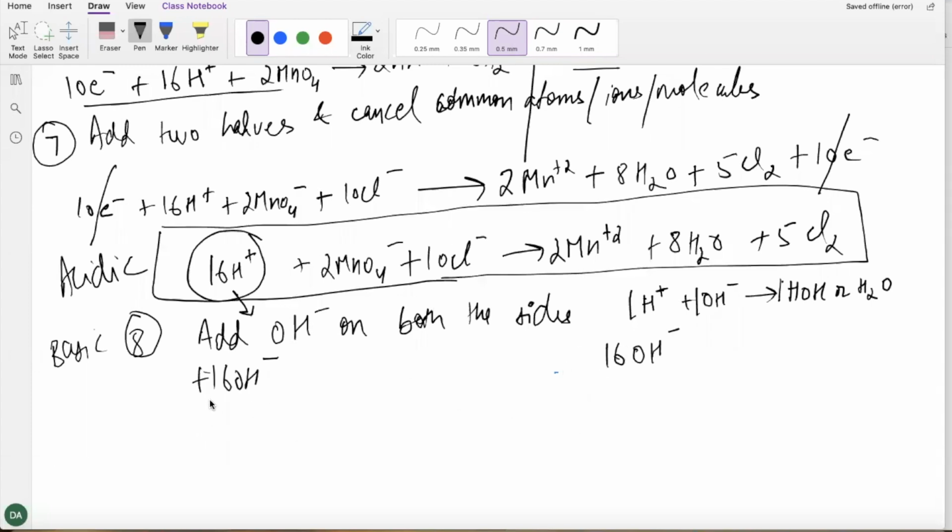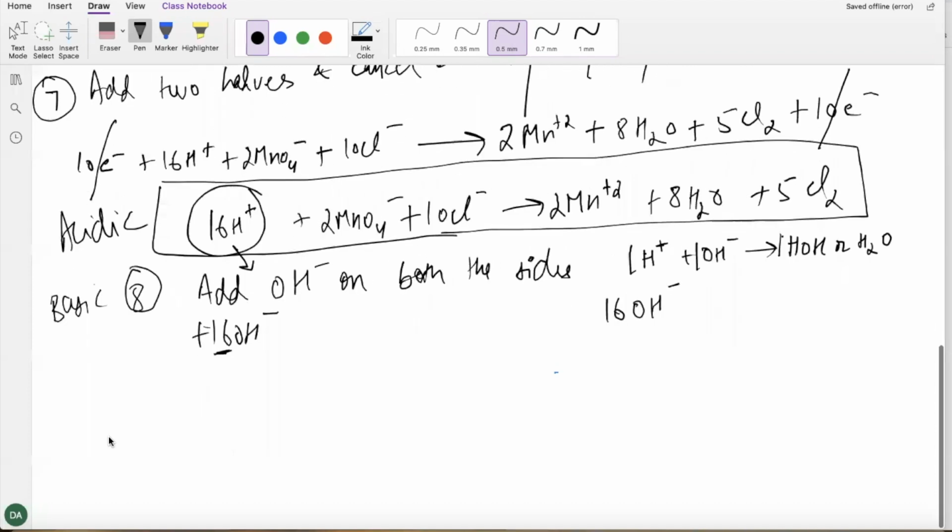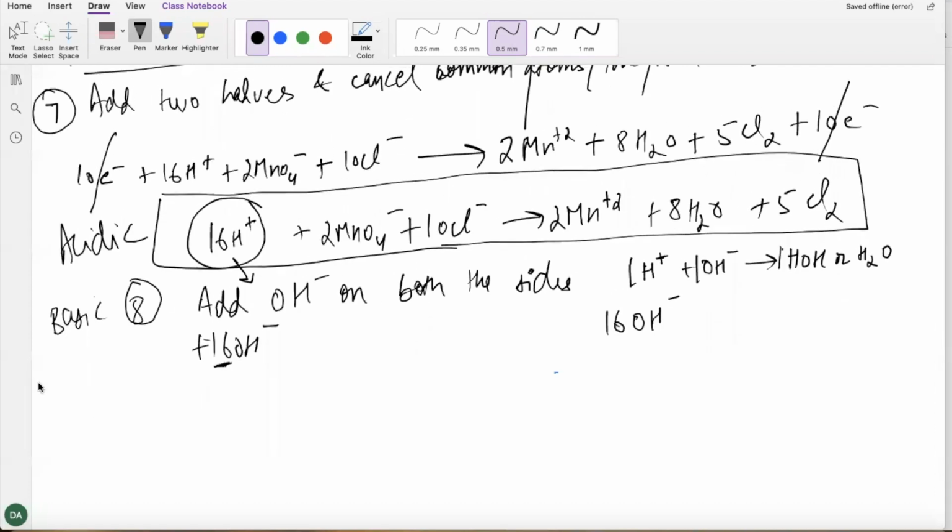And guys, who decides how many OH minus you add? The side with the H plus. How many H plus you got, right? So now guys, let's rewrite this equation, okay? So guys tell me, 16 H plus and 16 OH minus will combine to make what? 16 H2O, or 16 HOH. So plus 2 MnO4.